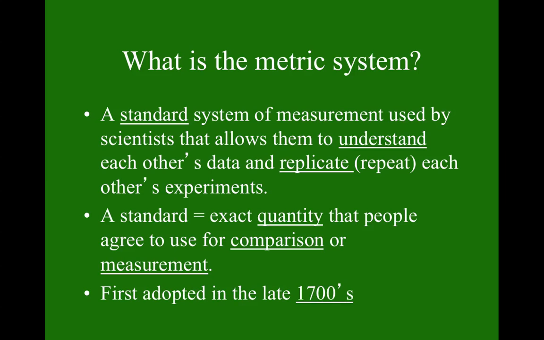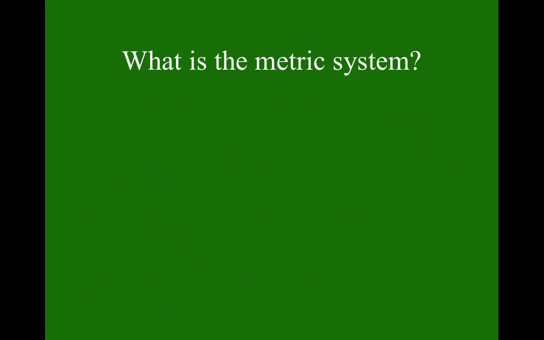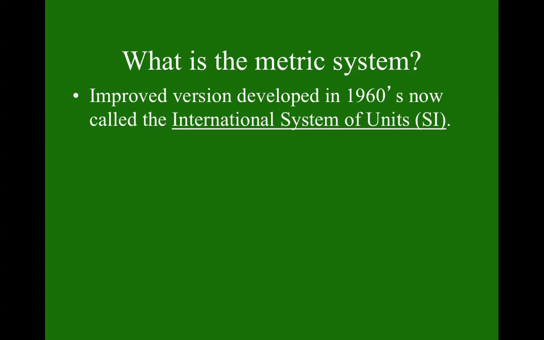This system, while we think of it as something kind of recent, it's actually not. It was first adopted in the late 1700s. Now, the system that is currently in place was part of the improvement process that we did in the 1960s, and it's now called the International System of Units, or SI. So when we're really talking about the metric system, we're talking about much, much more than just typical metric measurements. It's this whole system of units called SI.